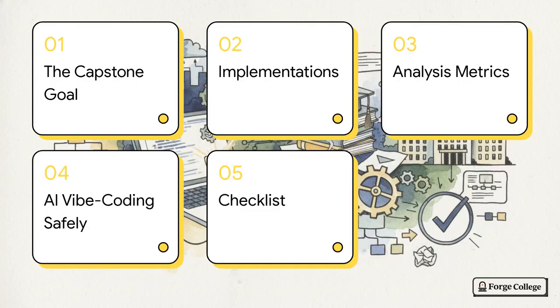So, here's our engineering assembly manual for today. First up, the Capstone goal. Second, gathering implementations. Third, comparative analysis metrics. Fourth, safely managing AI vibe coding. And finally, we'll wrap up with the reproducibility checklist. Let's get right into it.